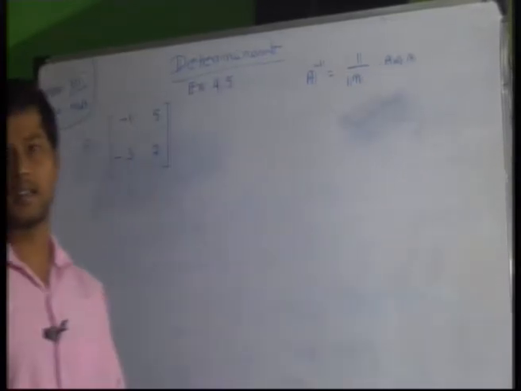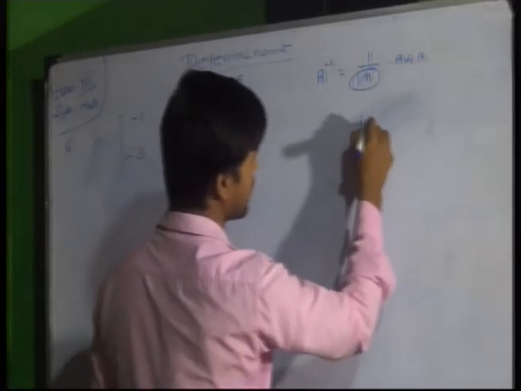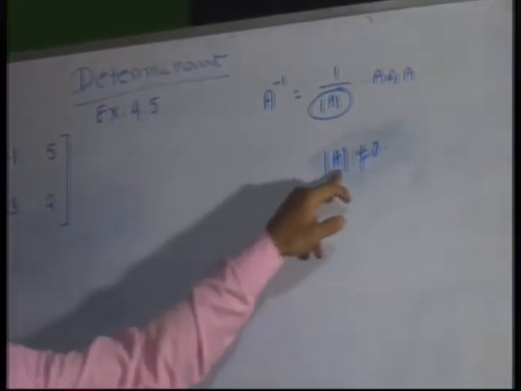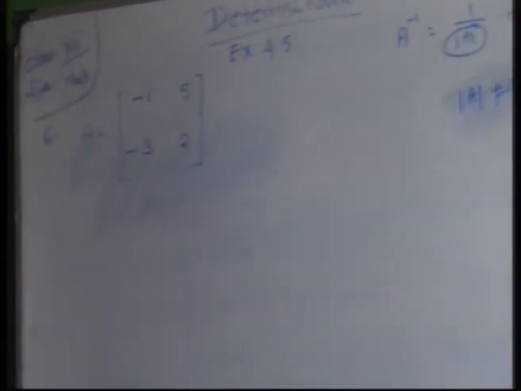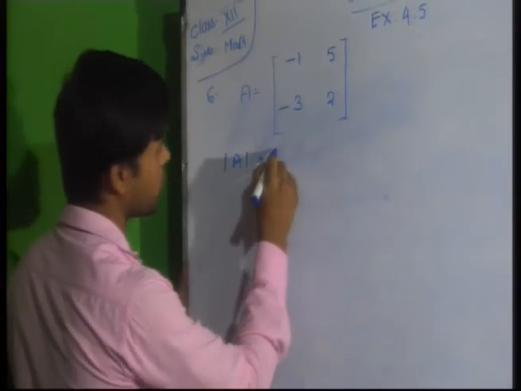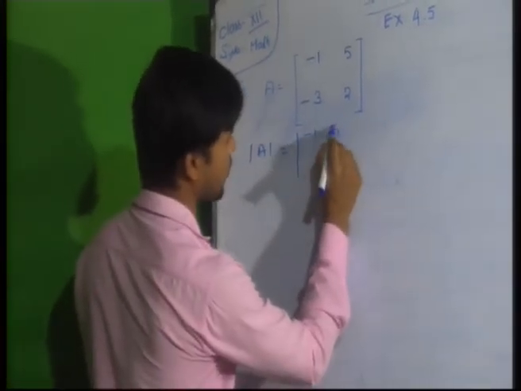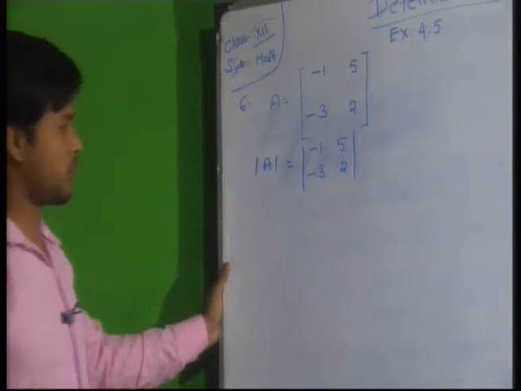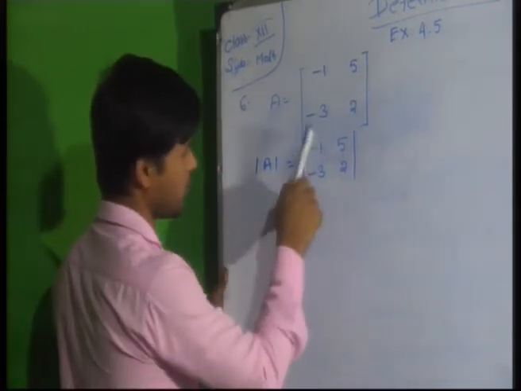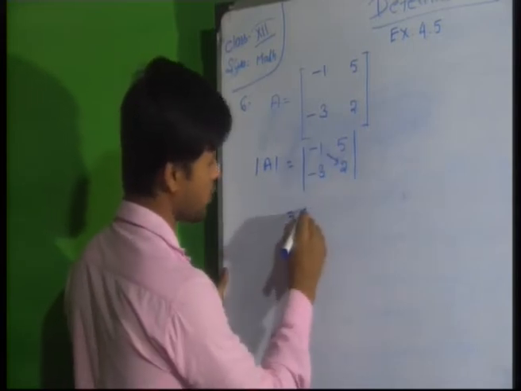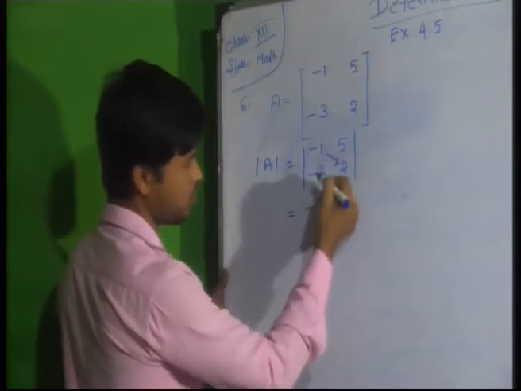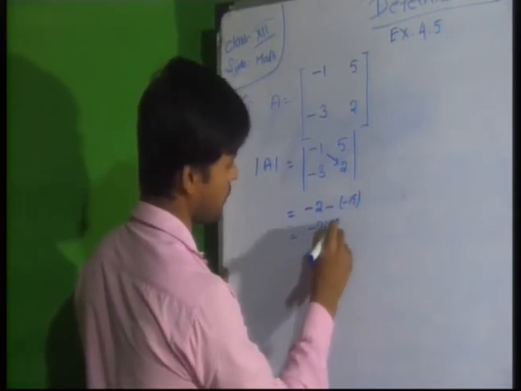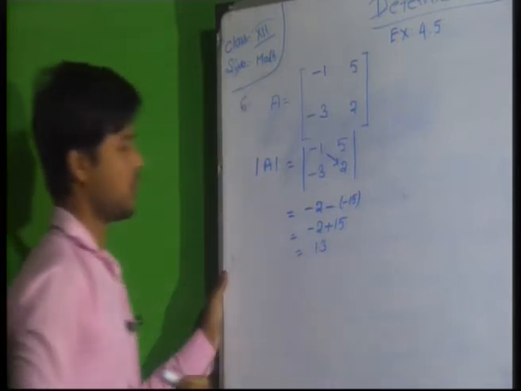Now look, the inverse of the matrix exists if mod A is not equal to 0. That means the matrix A is non-singular. So first calculate the determinant of A. Determinant of A will be minus 1, 5, minus 3 and 2. Now expand the determinant. It is a 2x2 determinant. The rule for expanding it is we multiply these two elements: minus 1 into 2, that is equal to minus 2, minus the product of these two elements, that is minus 3 into 5, which is minus 15. So that is minus 2 plus 15, which is equal to 13. So det A is equal to 13.